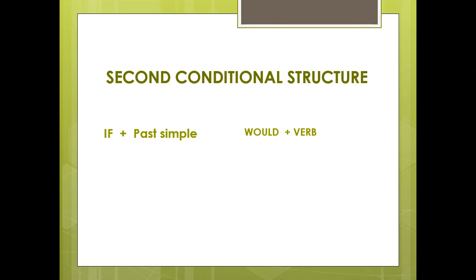Look at the structure of the second conditional. If followed by past simple, meaning the second form of the verb, in an affirmative sentence, or in a negative sentence, we use didn't and verb 1. This is the if clause. And the main clause: would plus verb 1.